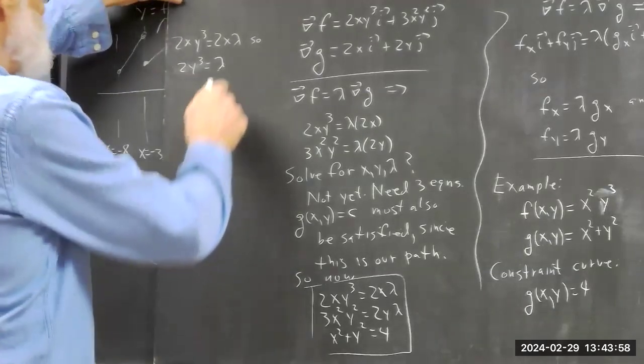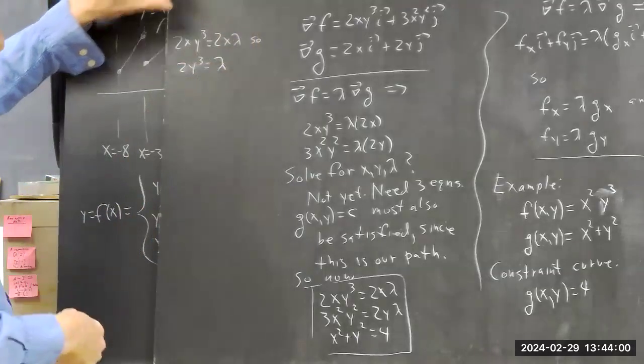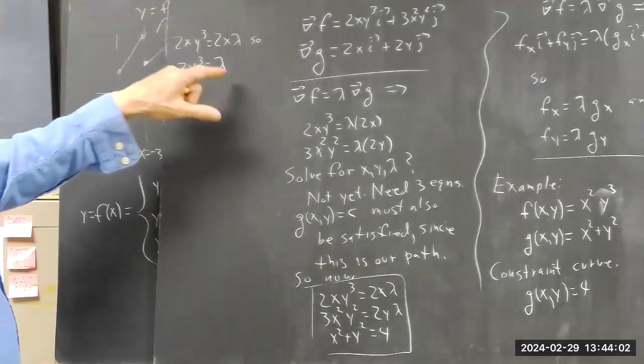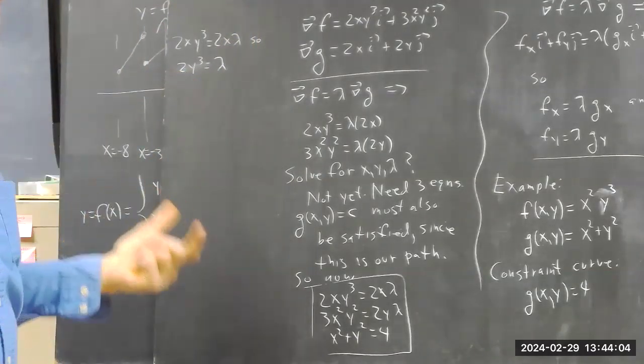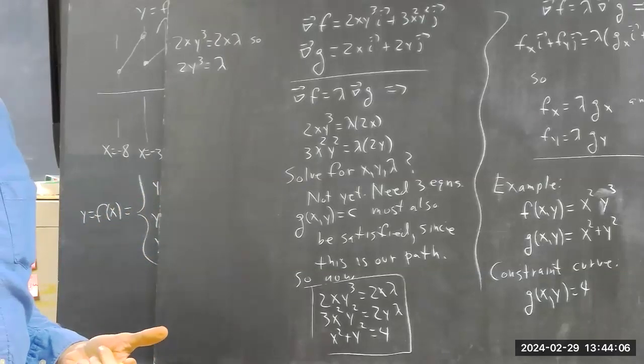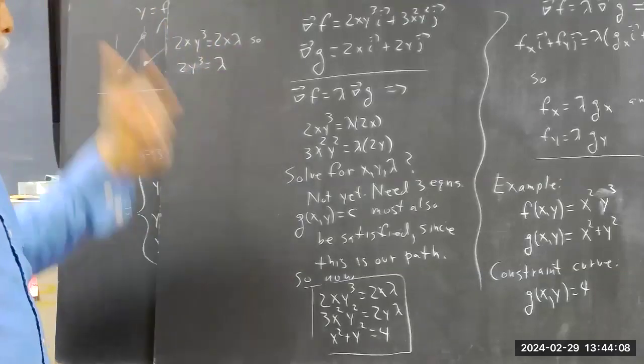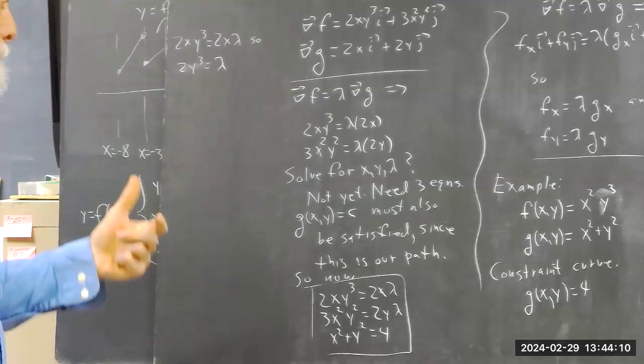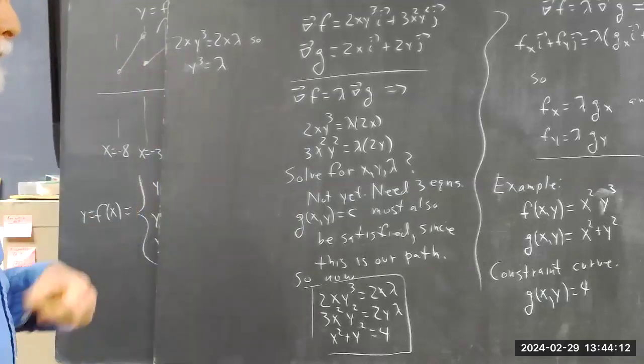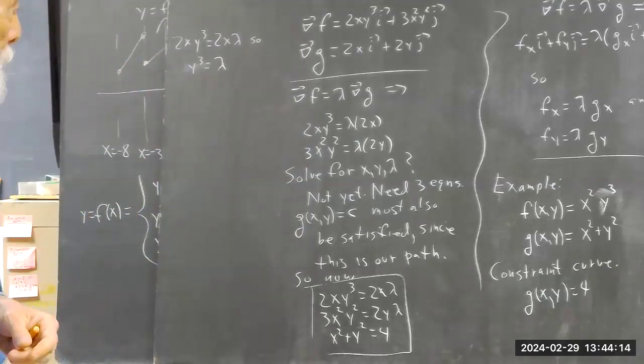Yeah, that happens. Okay, I wasn't expecting this to happen because I wasn't thinking. Well, actually we get lambda equals 2y cubed. We've eliminated x. Divide both sides by x, right? What about the two? Yeah, just y cubed. Yeah. Okay.